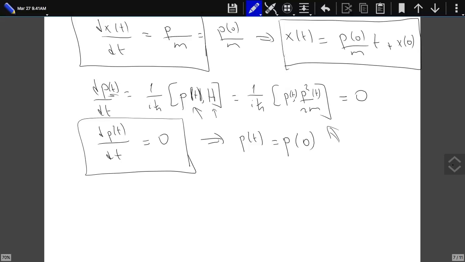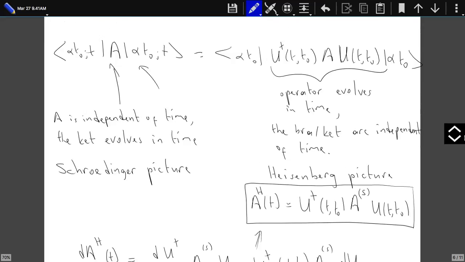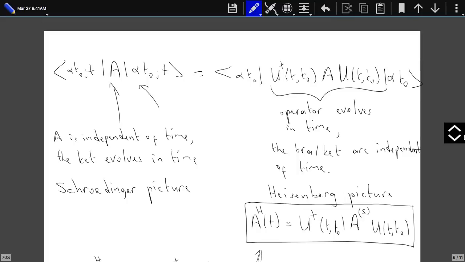So in classical physics, we have the time-dependent x and momentum. In quantum physics, we have the time-dependent position operator and momentum operator. And the equations they satisfy are almost identical. So due to this equality, whichever picture you use, they should give you the same result.